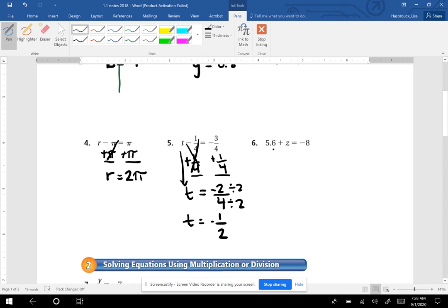For number 6, we need to get z alone. This 5.6 is a positive 5.6. Since it's positive, we do the opposite. The opposite of positive is negative, so it's as if we're subtracting 5.6 to move it. Bring down my z. These cancel out. So we have negative 8 minus 5.6. They're the same sign, so we can add them together. And we get a negative 13.6.